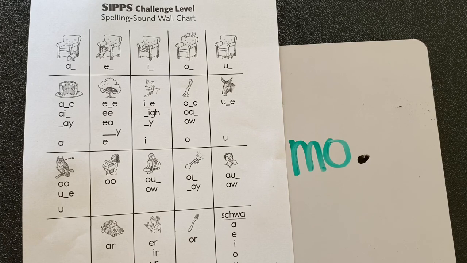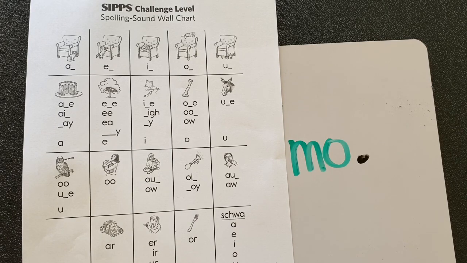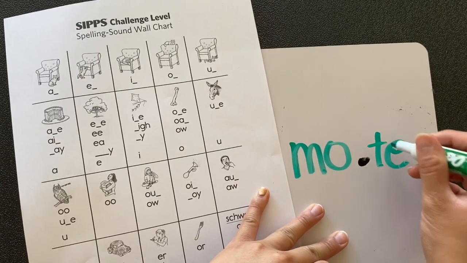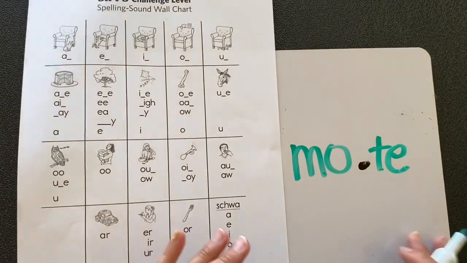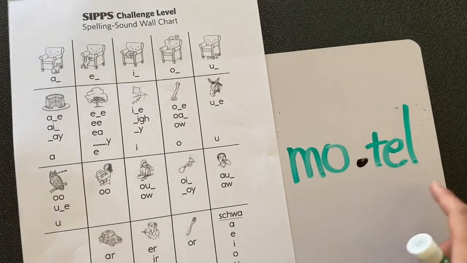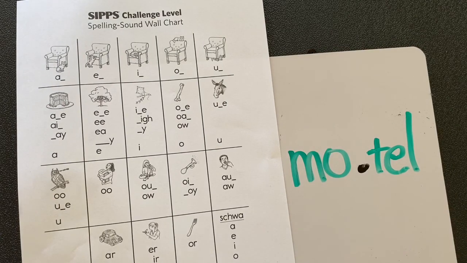Great, next syllable. Tel. Be careful in here. In motel, the sound L is spelled with just one L. So let's write tel. Motel. One L only. And that can be kind of tricky sometimes.